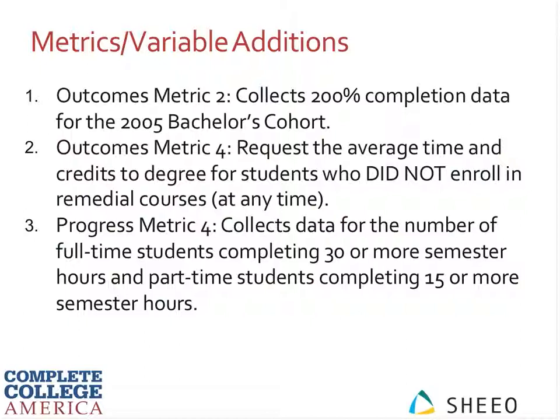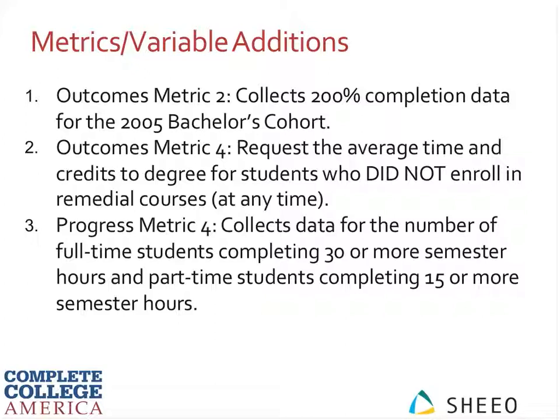So the first major change that you'll see in the system in relationship to the actual metrics is that this year we will be collecting the 200% completion data for the 2005 bachelor's cohort that you reported for last year. Because last year we skipped forward 2 years, most states who reported May 15th did not have 200% completion data for the 2005 fall bachelor's cohort, and that's why we're asking you to report that data this year.